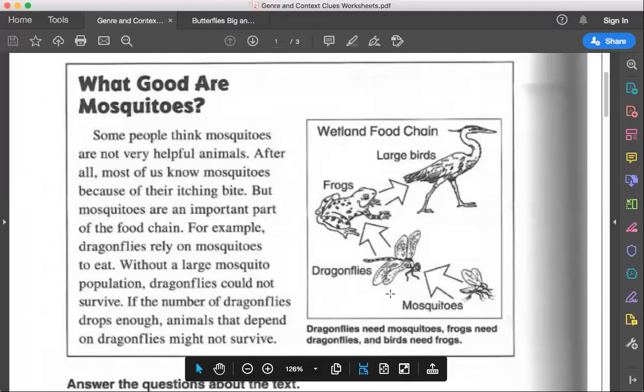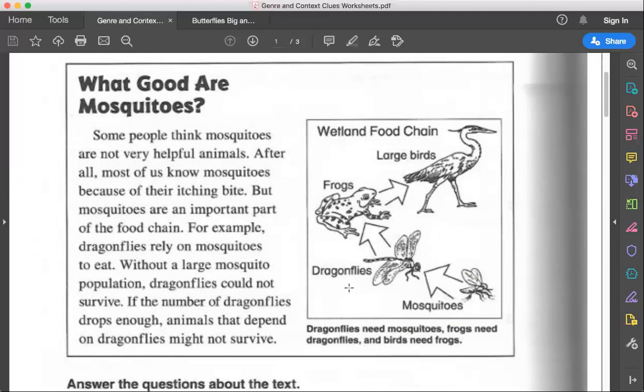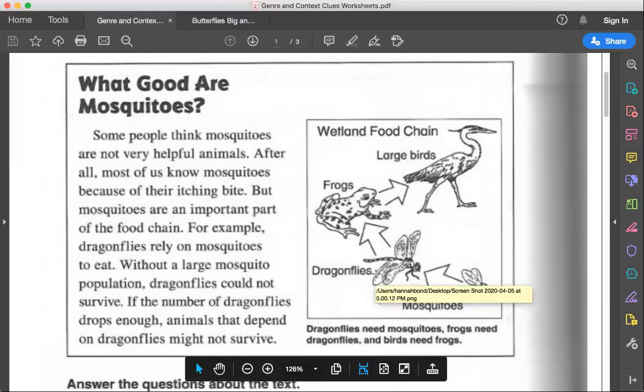Right, the dragonfly would not have food to eat. If there were no mosquitoes, the dragonfly would not have the food to eat because it eats the mosquito. That's one of the things it eats. So that would be a problem for the dragonfly because it wouldn't have as much food to eat. So that's why mosquitoes are important, because they are a part of another animal's diet, or what they eat.